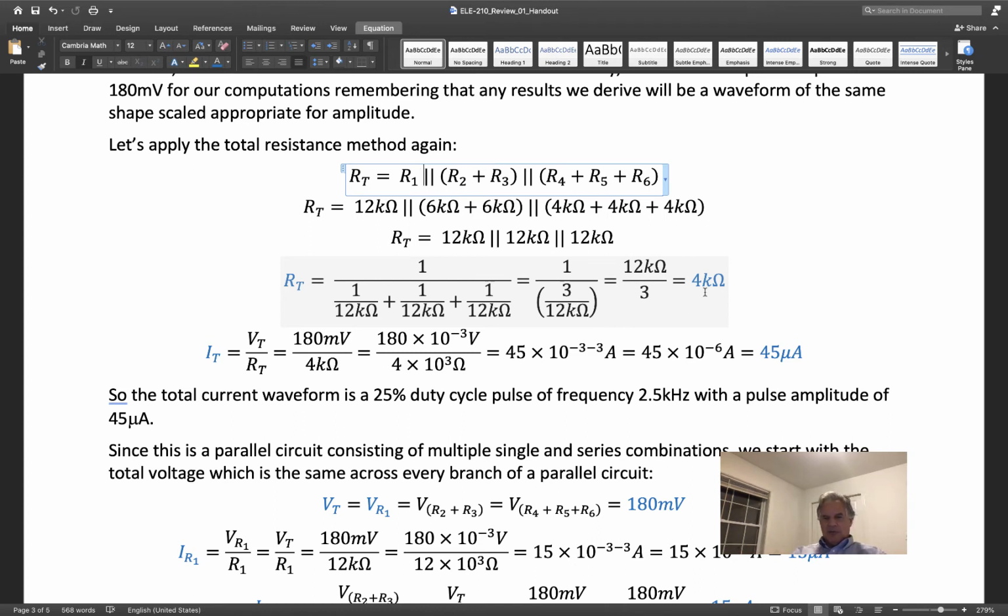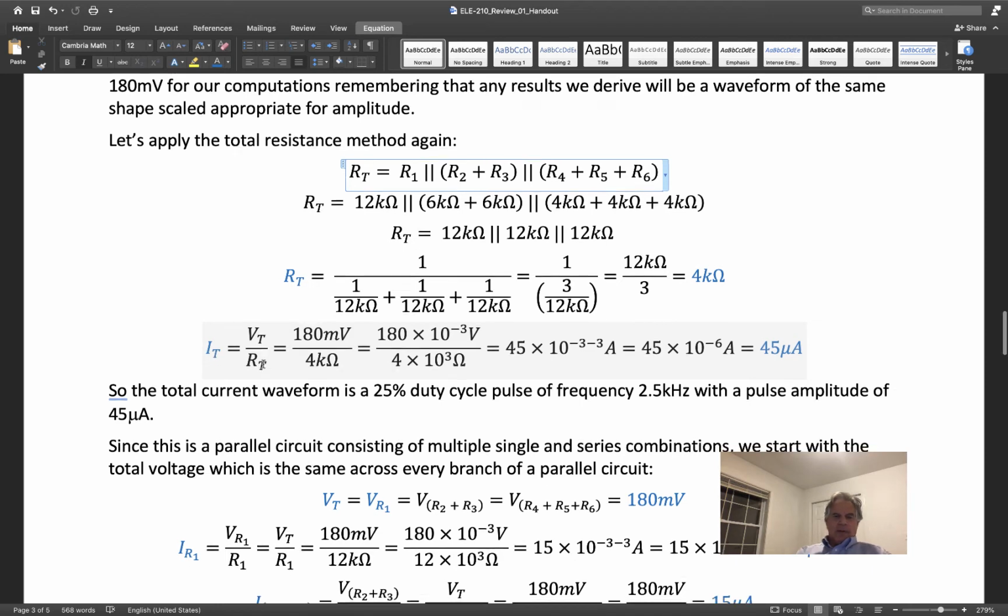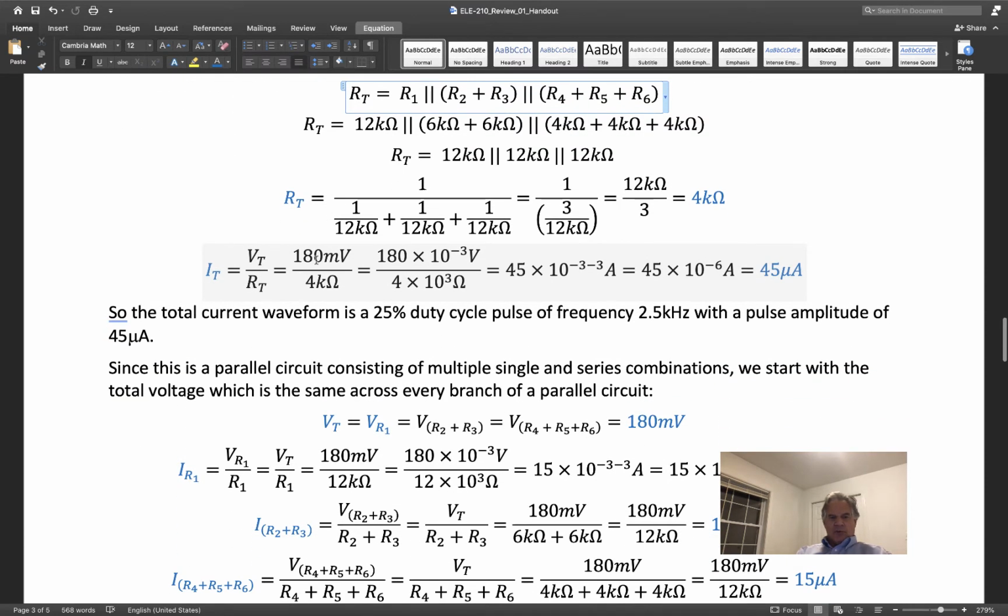We have 12K over 3, which gives us 4K. So we have a total resistance of 4K. To compute our total current, the total voltage is 180 millivolts. We divide that by 4K. So I have 180 times 10 to the minus 3.